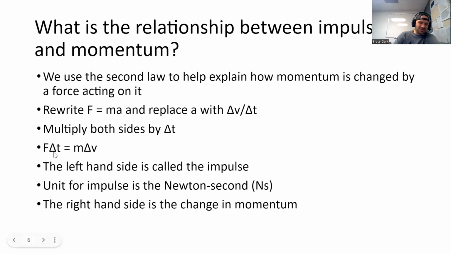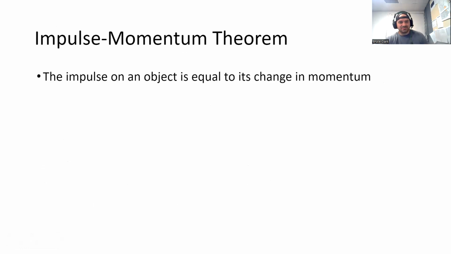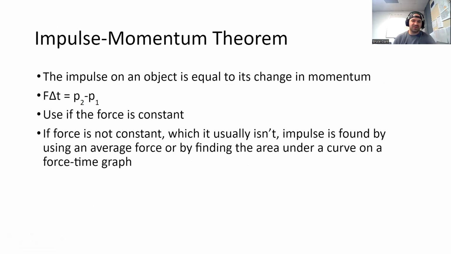As we apply forces over time, that's going to have a direct effect on the momentum of an object. If we apply a great force to an object, it's going to change its momentum. So once again, the impulse on an object is equal to its change in momentum. That impulse, force times the change in time, is going to equal the final momentum, P2, minus the initial momentum, P1.